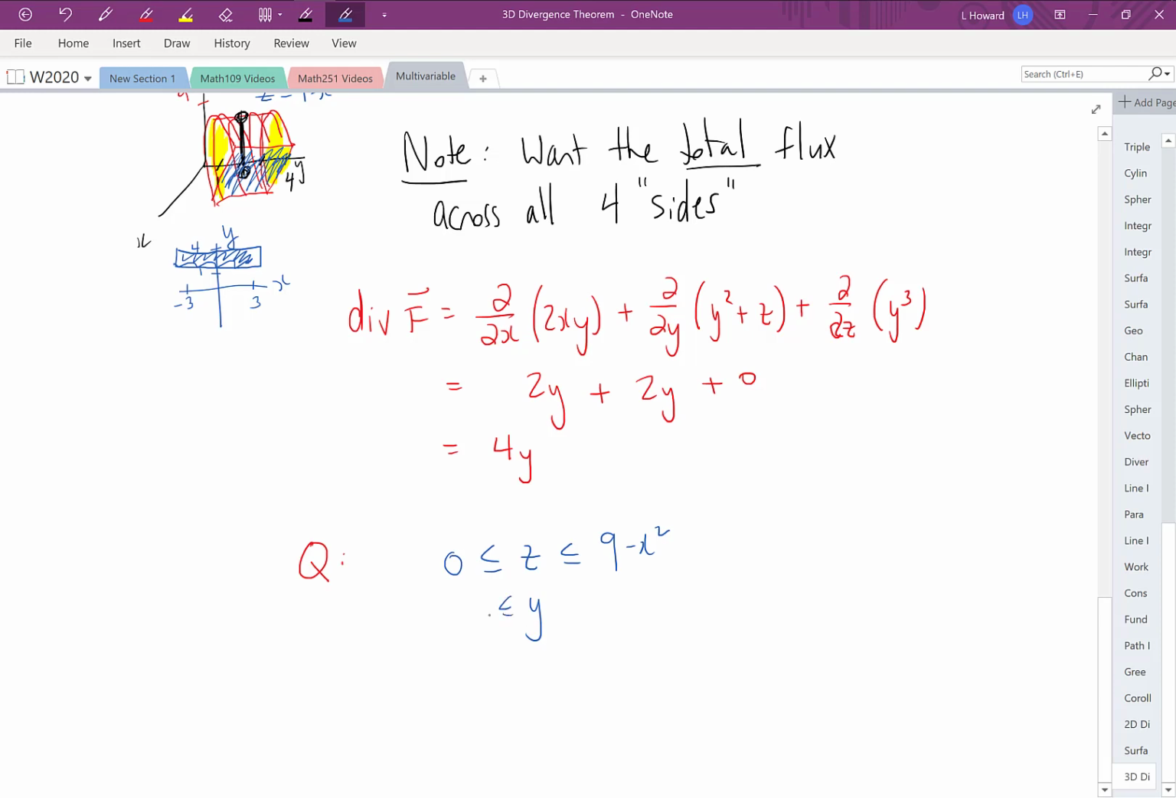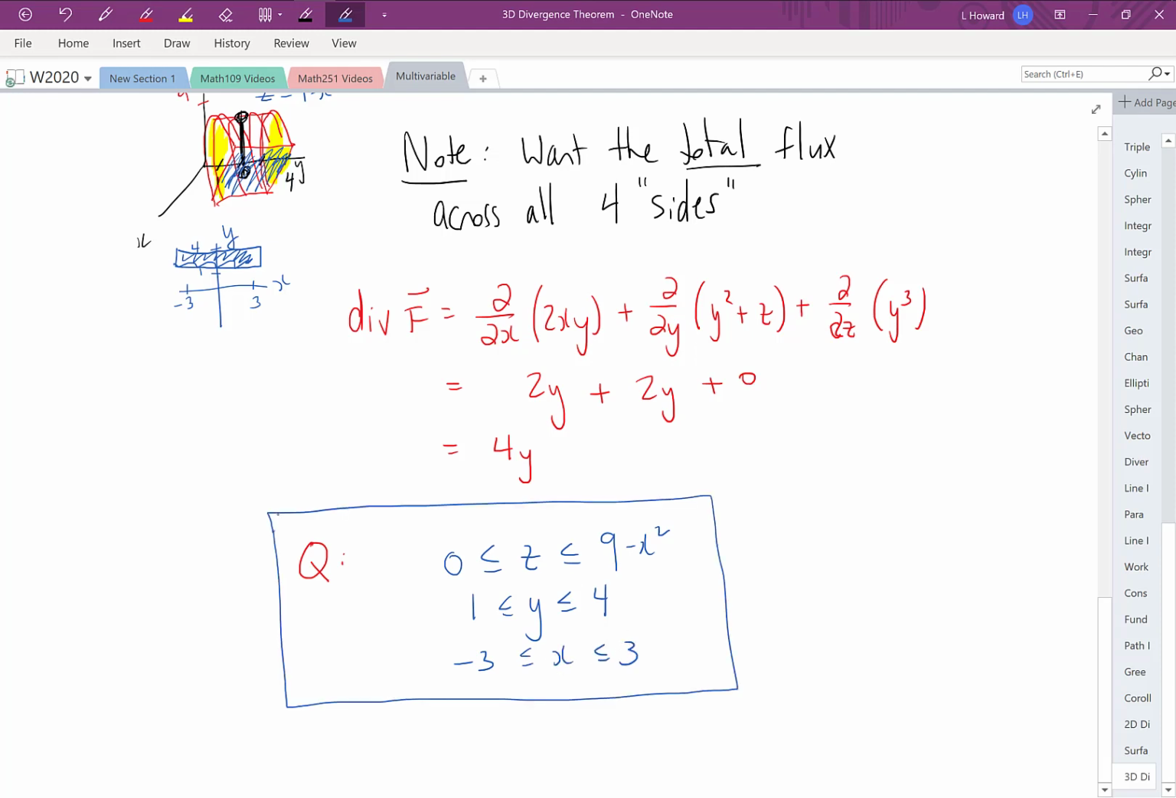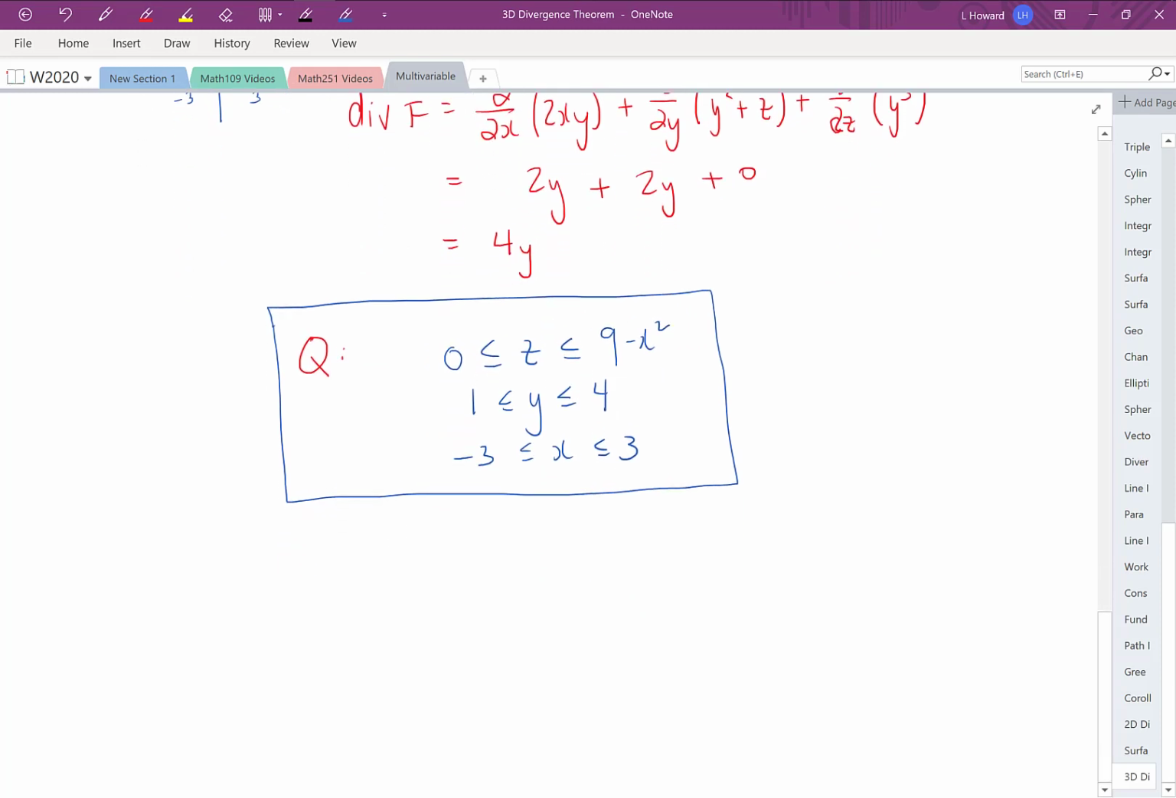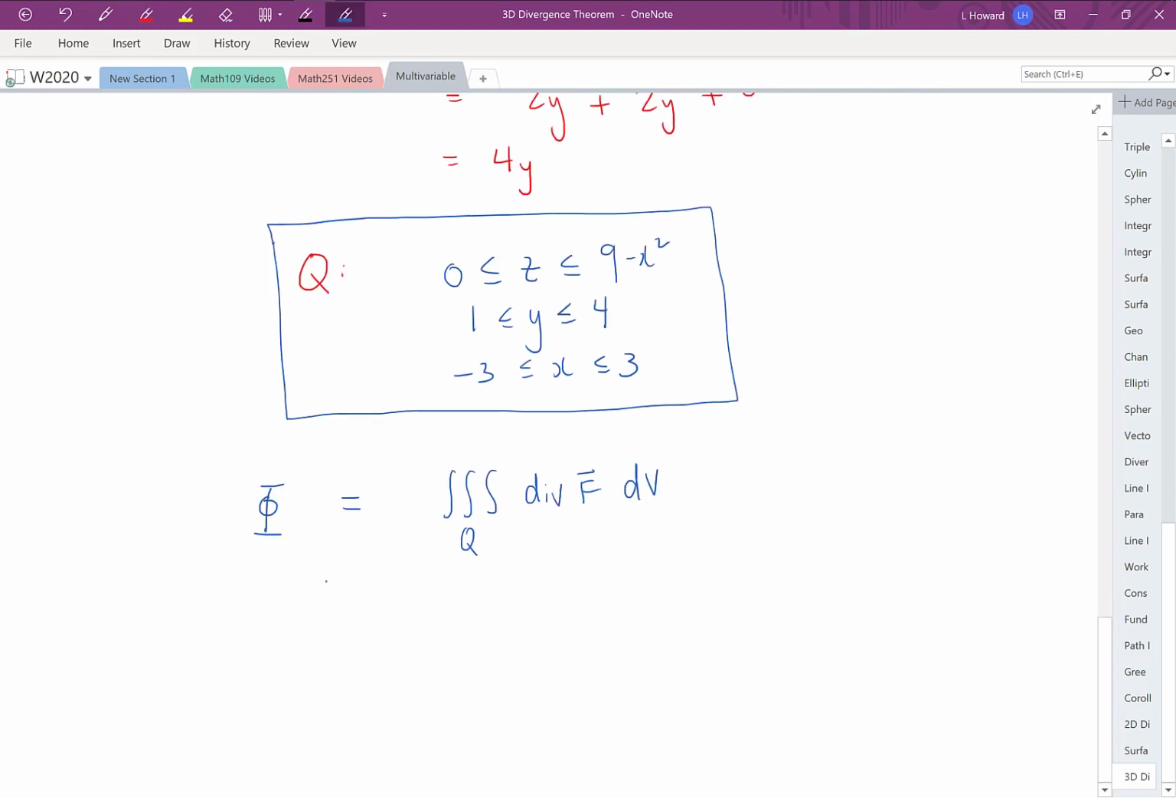Y would be ranging from 1 to 4, and x would be ranging from -3 to 3. And now we're ready to write down the divergence theorem. So what we're looking for, total flux outwards across our surface, we'll just call that capital Phi. And according to the divergence theorem, we are going to integrate over that solid region Q, integrating divergence of F times dV.